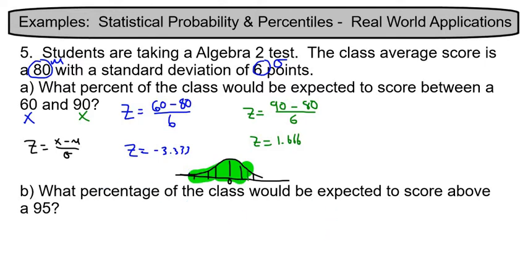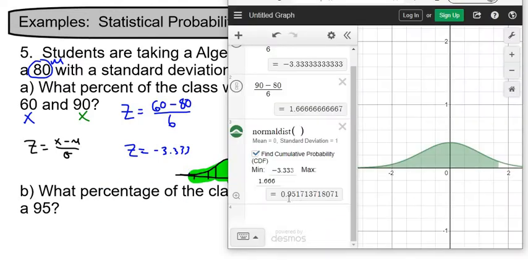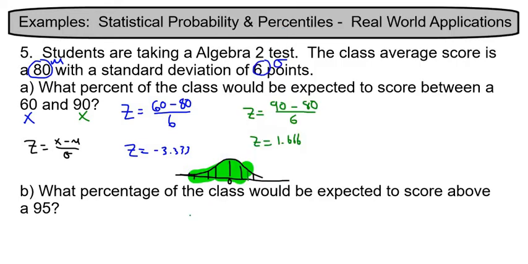So the next question is, let's make sure we finish that one. So that comes out to a probability of 0.9517, but it wants the percent. So you would multiply this by 100%, and you get that 95.17% of the class would be expected to score between a 60 and a 90 on this particular test, given these statistical measures. So that's pretty good. I mean, that shows you that almost everybody will be between these values.